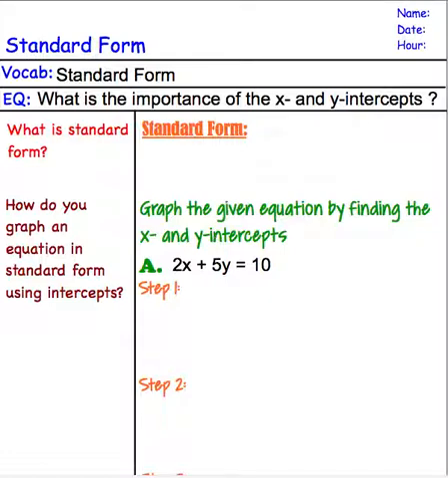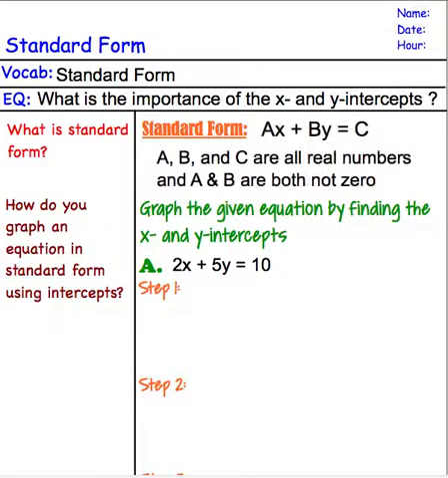Standard form is going to be capital A times X plus capital B times Y equal to C, where A, B, and C are all real numbers, and A and B are not both 0. So what we're going to do with this standard form is take a look this week at how it fits in with slope-intercept form as well as point-slope form.